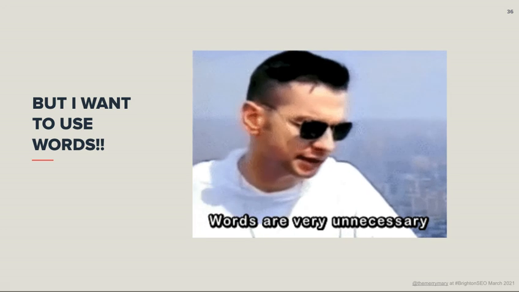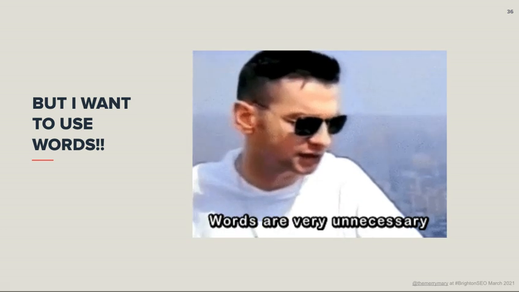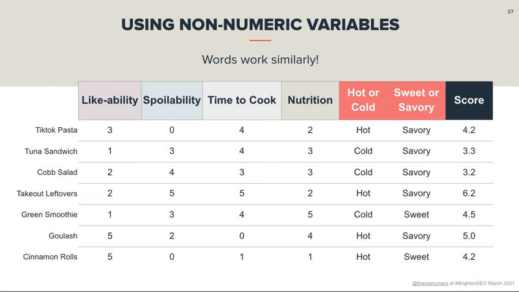So if that wasn't cool enough for you guys, we can add some words into our script. A lot of times numbers aren't going to be enough. We want to add labels to things. Maybe I want to prioritize Italian for dinner or American food. Here I've added hot and cold as a variable, and then sweet and savory.